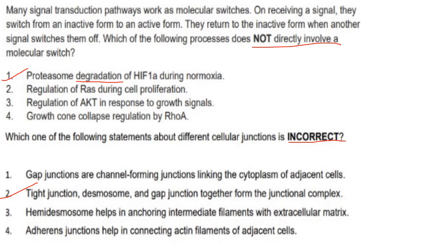Hemidesmosome helps in anchoring intermediate filaments with extracellular matrix. That's also correct. Adherens junction helps in connecting actin filaments of adjacent cells. That is also correct.